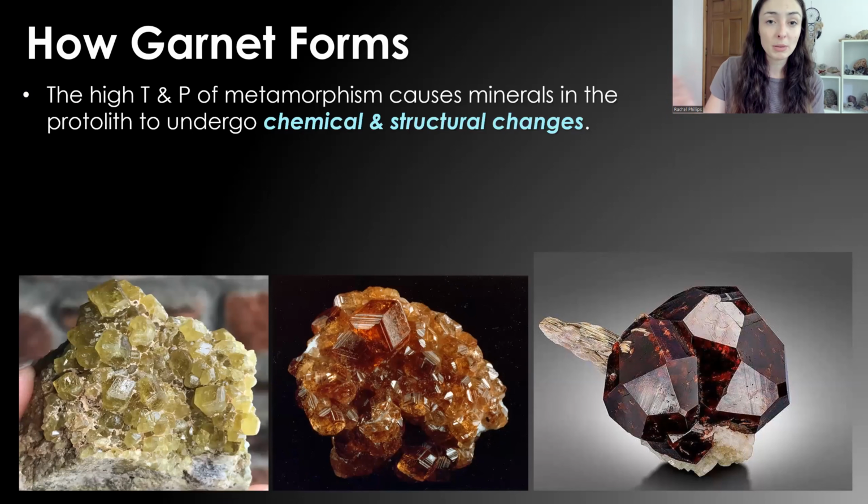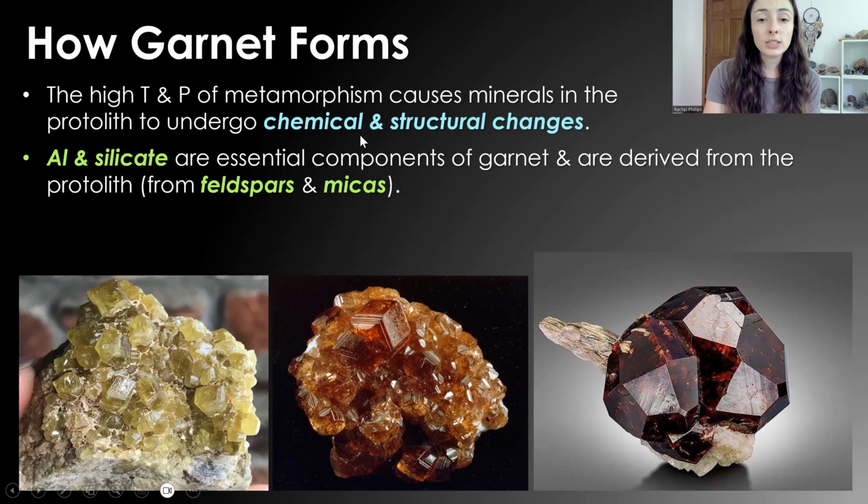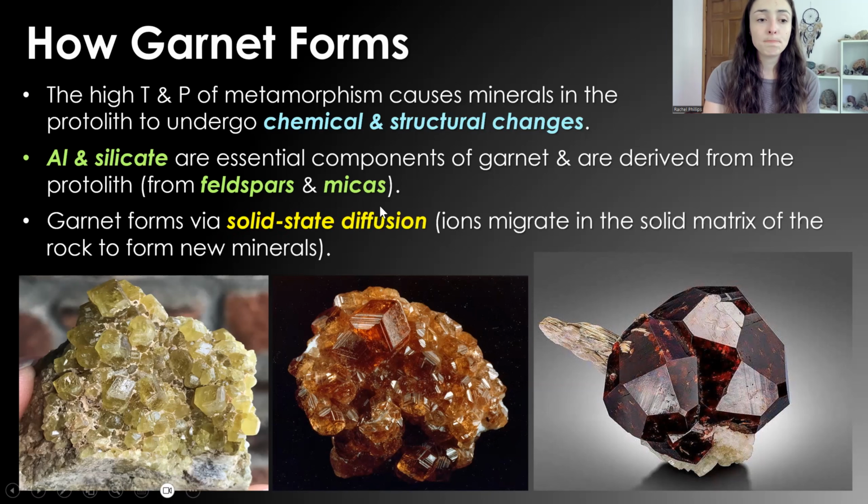I talk more in my metamorphic petrology videos about how different minerals form under different metamorphic grades or temperature and pressure conditions. So the high temperature and pressure of metamorphism causes minerals in the protolith rock, the original rock, to undergo chemical and structural transformation and rearrangement. Aluminum and silicate are essential components of garnet and are derived from the protolith from original minerals like feldspars and micas, common in things like granites and shales, and garnet forms during solid state diffusion during metamorphism.